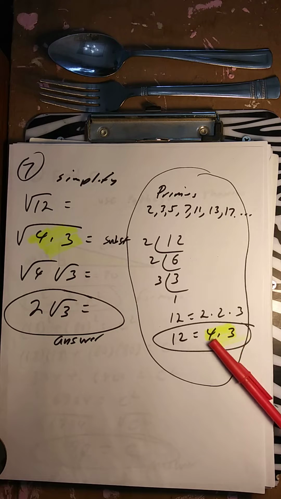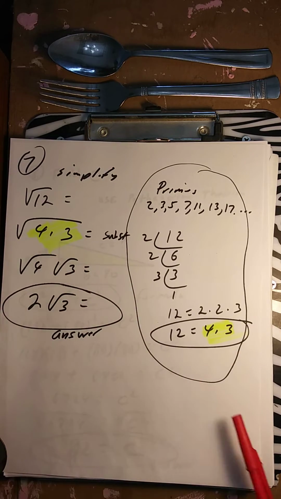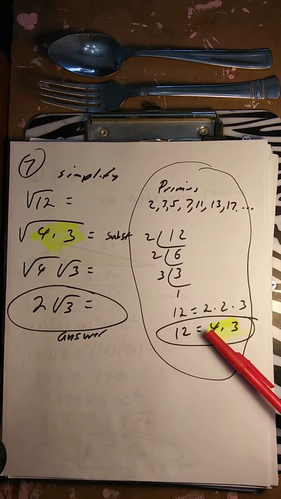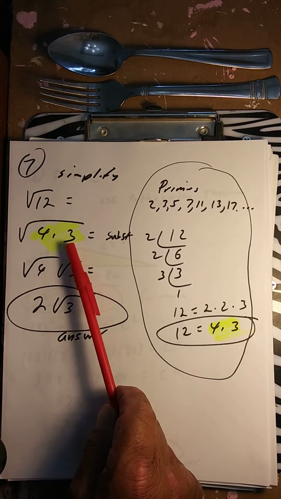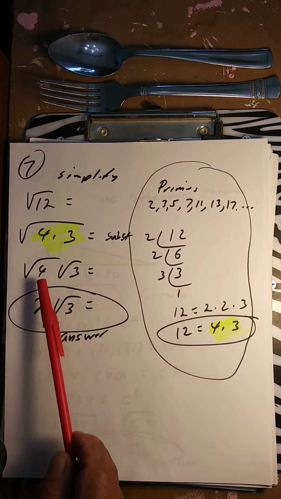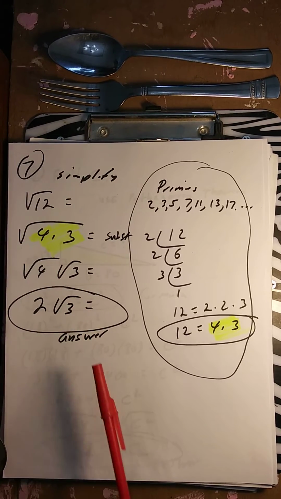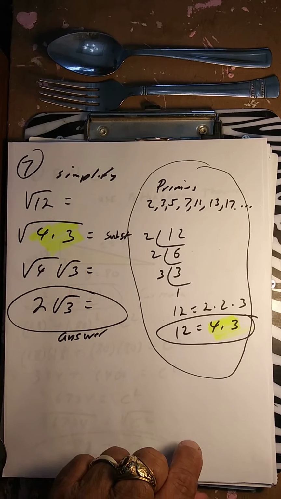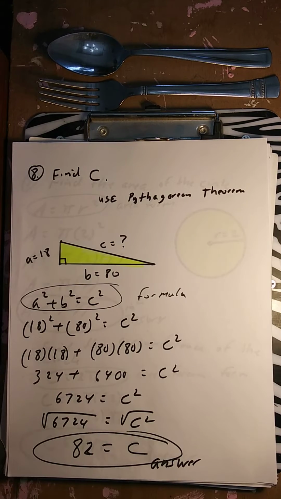Now I'm going to substitute this in here. You see what I'm doing? The 12 is going to be 4 times 3. So 4 times 3, break it up. Square root of 4, square root of 3. And now you have 2. Square root of 4 is 2. And the square root of 3 stays there. So you have 2 square root of 3. Final answer.